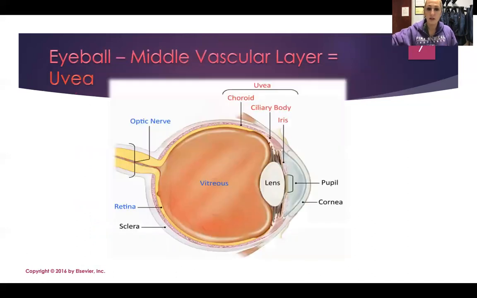Here's a good image for you so you can see that middle vascular layer. I am going to hover my mouse over here where you see uvea, so you can see the choroid that lines the back of the eyeball between the sclera and the retina. You can see that ciliary body that's up against that has these finger-like muscles that are attached to the lens. And then the iris, which is that pigmented diaphragm that is the color of the eye with the hole that goes through to the lens called the pupil.